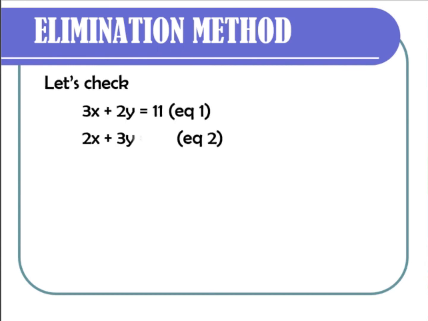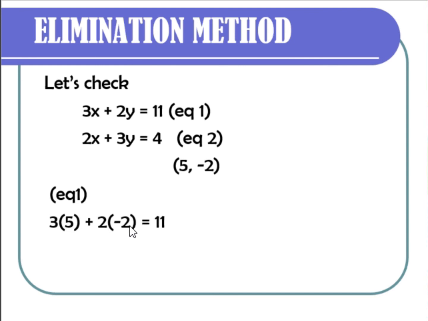For equation 1 and our equation 2, we have the ordered pair 5, negative 2. So, we substitute it in equation 1. For equation 1, we have 3x plus 2y is equal to 11. Substituting 5, negative 2, we'll have 3 times 5 plus 2 times negative 2 should be equal to 11. 3 times 5 is 15. 2 times negative 2 is negative 4. So, we'll have 15 plus negative 4, and that is equal to 11. 11 is equal to 11 in our equation 1. It is true.